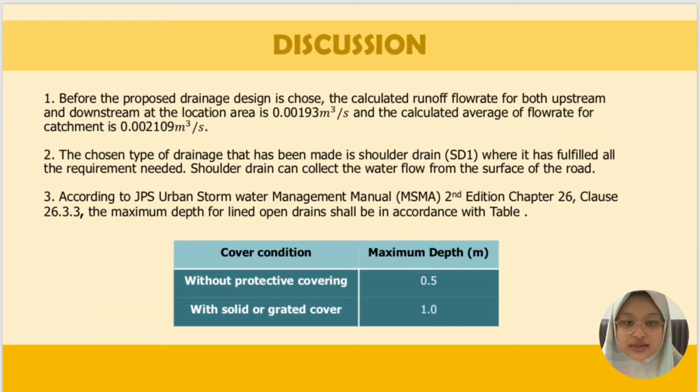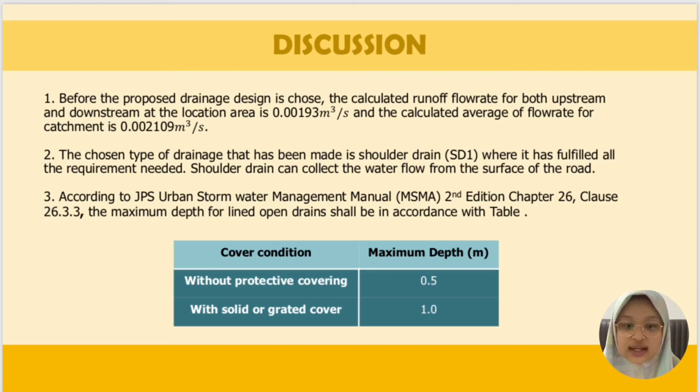Now, I'm going to explain the discussion part for the calculation. Before the proposed drainage design is chosen, the calculated runoff flow rate for both upstream and downstream at the location area is 0.00193 meter cube per second, and the calculated average flow rate for the catchment is 0.21 meter cube per second. The chosen type of drainage is shoulder drain type 1, which has fulfilled all the requirements needed.